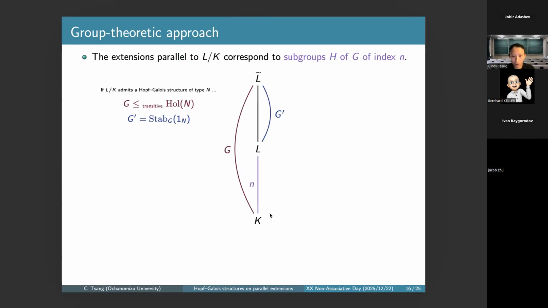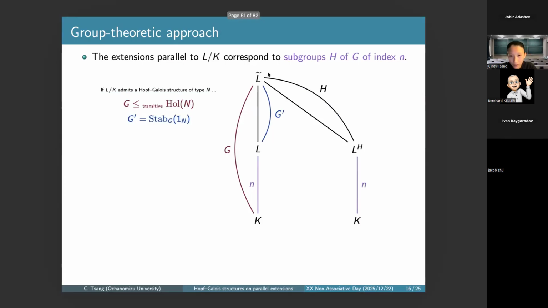This is the setup so far. I'm assuming that L over K admits a Hopf Galois structure of type N, so I think of G as a transitive subgroup of the holomorph, and then G prime is now the stabilizer. Now I want to look at extensions that are parallel to L over K.